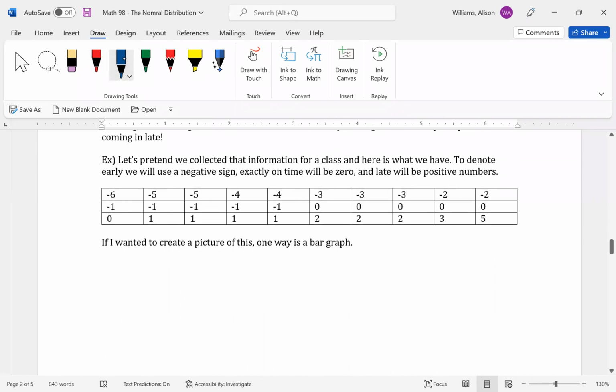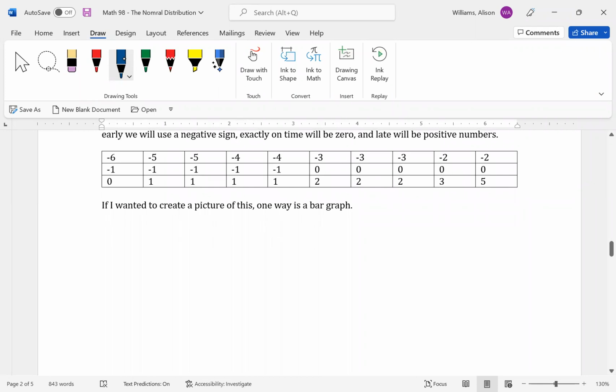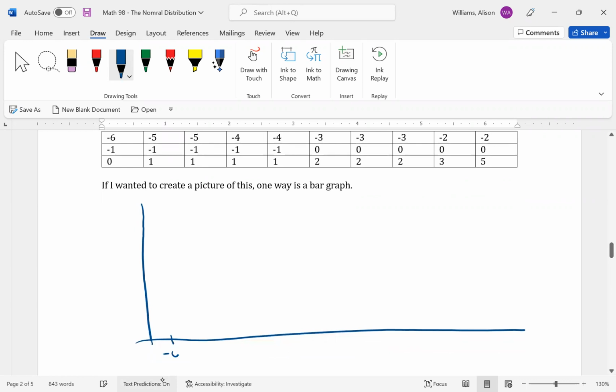So I'm going to go ahead and give myself a nice little drawing here. And let's see, I'm going to have -6, -5, -4, -3, and so on, and it's going to go all the way up to 5 minutes. So I'm just putting a little tick mark for every little minute. And what I'm going to do is for every person that goes into each category, we're going to kind of stack up the rectangle here. Okay. 3, 4, 5. All right.